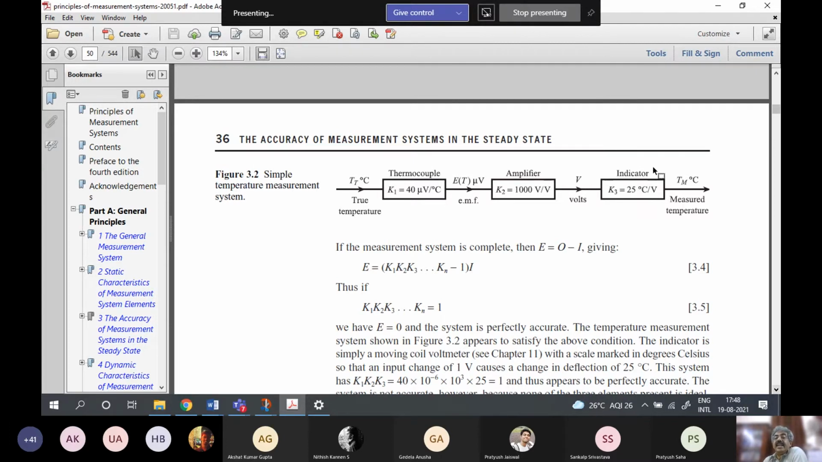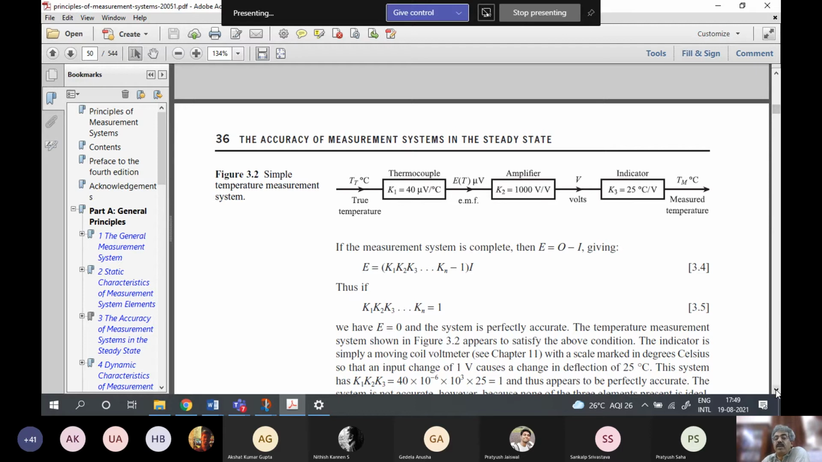you see that there's an indicator. The indicator takes this voltage and converts it, and finally any indicating instrument has a gain of 1 because it is supposed to indicate the value. If it is being used in a control system, then it may not have a gain of 1. But if it is an indicating instrument, then finally the gain between the true temperature and the measured temperature is supposed to be 1, because the measured temperature is supposed to indicate the true temperature only. So 40 microvolts into 1000 is 40 millivolts, and 40 millivolts into 25 is 1.